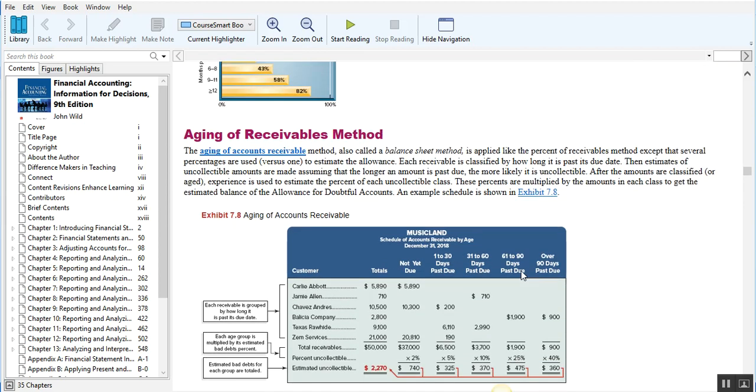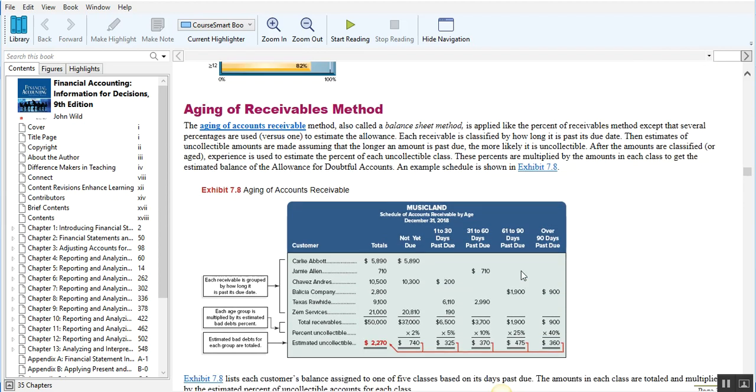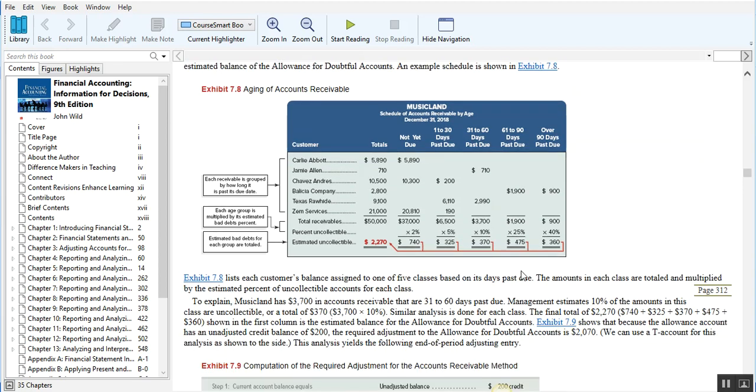Now, if we do an aging of receivables, we're going to be thinking about it in the same way. An aging of receivables method is much more accurate because it breaks down all receivables into components based on age. And typically what you're going to find in accounts receivable is that the newer the receivable is, the more likely it is it's going to be paid. So you have items that are not due yet. You have items that are 1 to 30 days past due, 31 to 60, 61 to 90, and over 90.